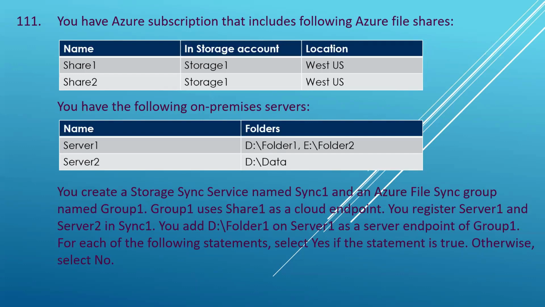You create a storage sync service named Sync 1 and an Azure file sync group named Group 1. Group 1 uses Share 1 as a cloud endpoint. You register Server 1 and Server 2 in Sync 1. You add D Folder 1 on Server 1 as a server endpoint of Group 1. For each of the following statements, select yes if the statement is true, otherwise select no.